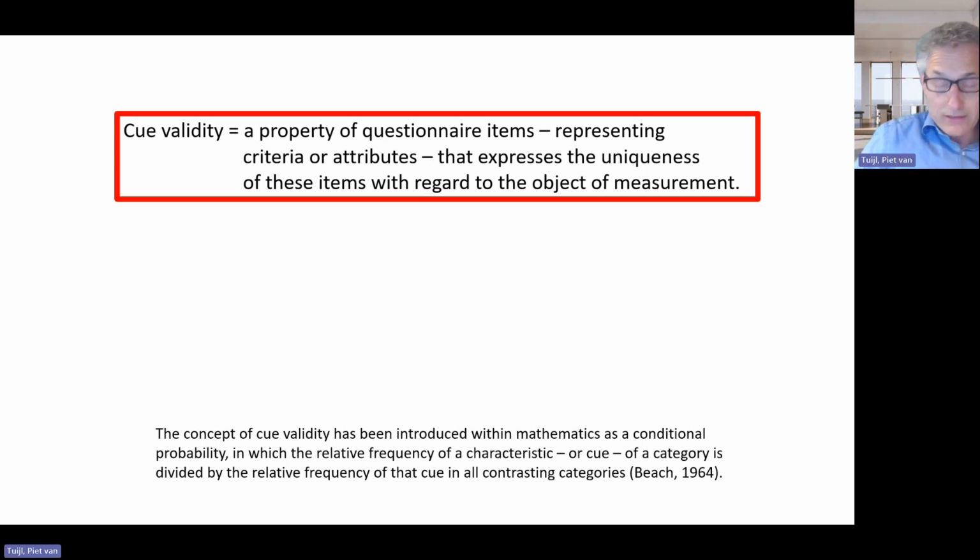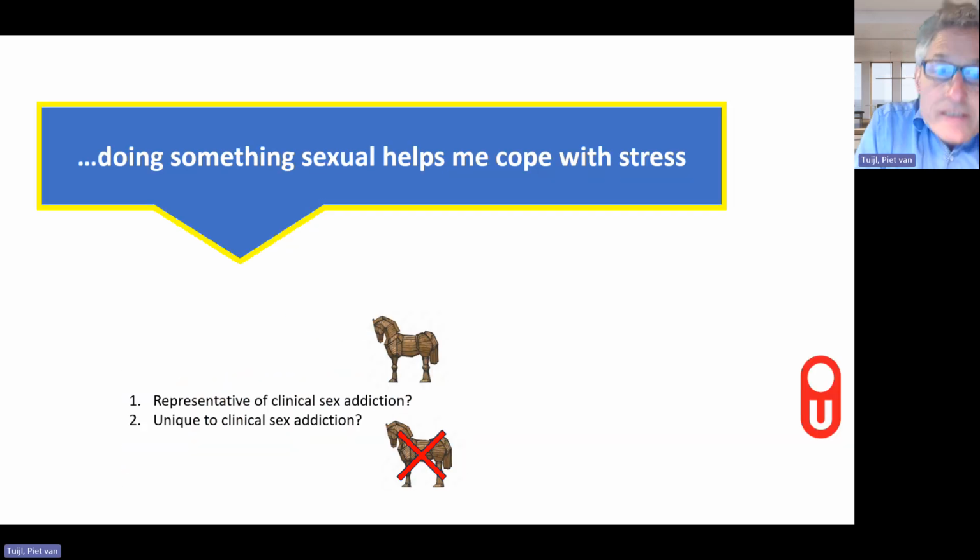And well, let's take a look at some other questions. Doing something sexual helps me cope with stress. Is it representative of clinical sex addiction? Yeah, it might be, because all, or maybe most people who suffer from sex addiction, for them, sex is a way to cope with stress. But is it unique to sex addiction? I'd say no, because everybody who has had sex in his life knows that sex helps you to cope with stress. So it's probably not that unique to sex addiction. It's content valid, but it's not Q valid.